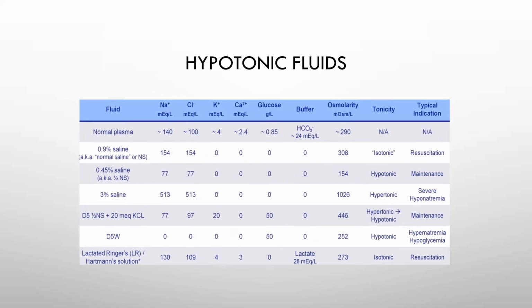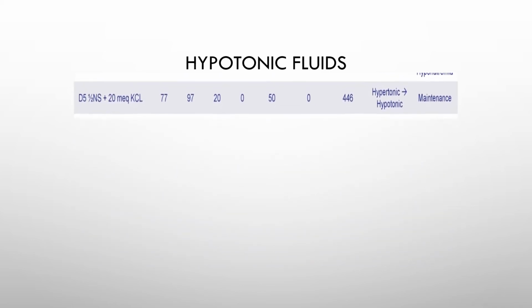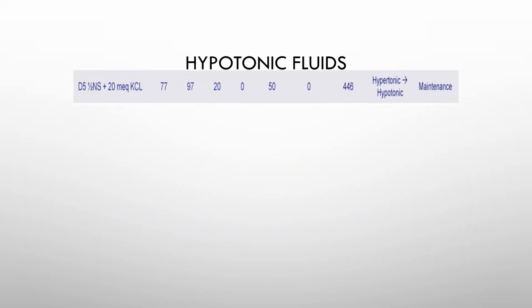Now we'll talk about hypotonic fluids. The first hypotonic fluid we'll talk about is D5 half normal saline, and typically with this we add 20 milliequivalents of potassium chloride to make the fluid. Now this fluid contains dextrose, also known as glucose, which creates an osmotic gradient when it is broken down. So it is hypertonic outside of the body, but becomes hypotonic after it enters the body.